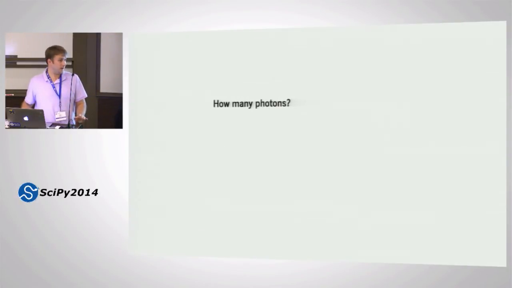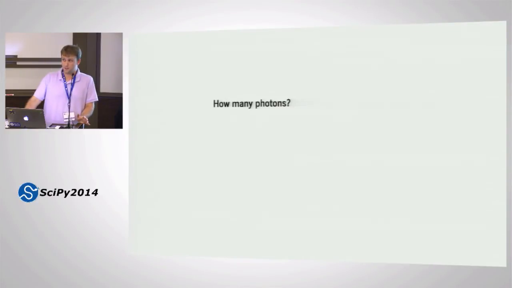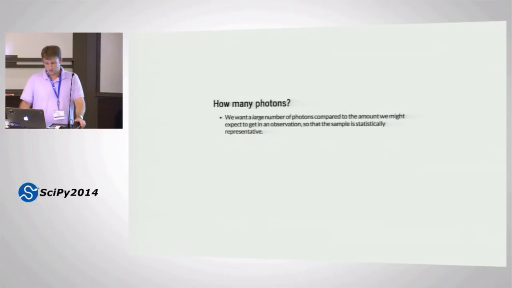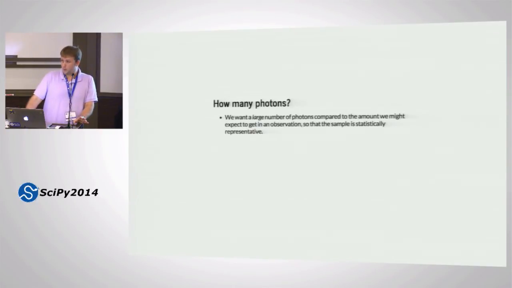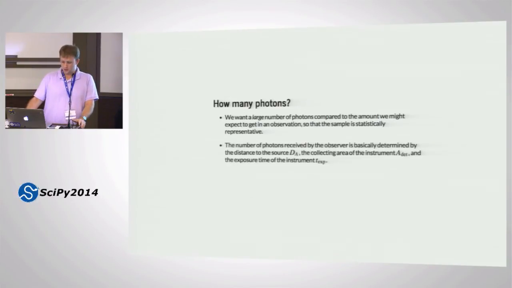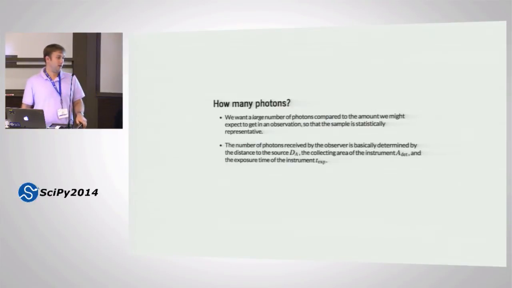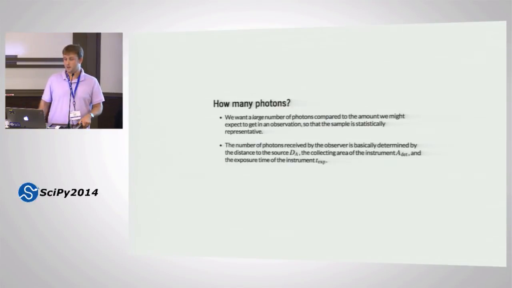I said we needed to generate a large number of photons because we're going to use them as a Monte Carlo sample to draw from. So how many? What we probably want to do is generate a number of photons that is large compared with what we might expect in a typical observation. We want something that's statistically representative. For a given observation, the number of photons is going to be determined by how far away the source is, the collecting area of the instrument, and the exposure time of the instrument.